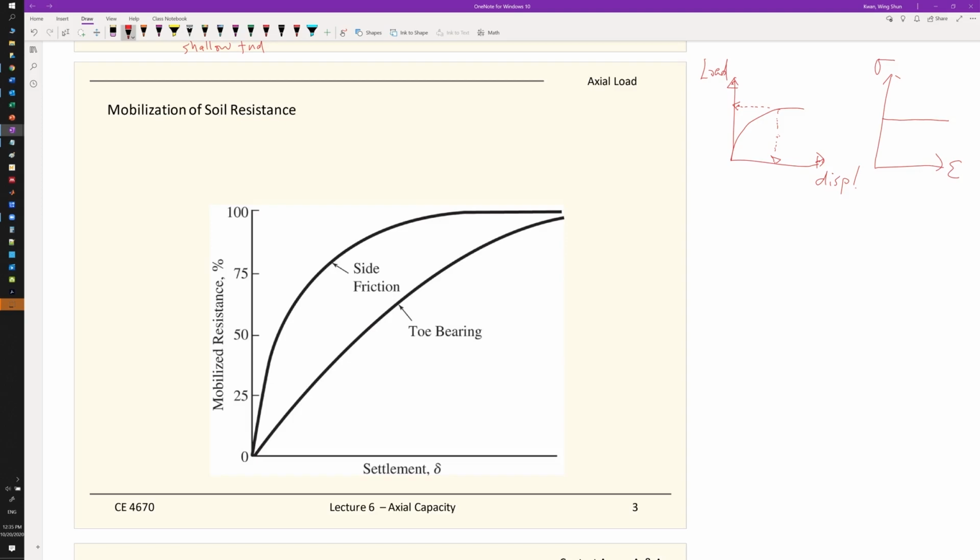Anyways, when we think about the toe bearing and the side frictions, it's kind of like a stress strain curve, because the principle is the same. You are loading the soil. The observations you have are like the stress strain response you measured in the lab, right? For unconfined compression tests or the direct shear test, back in CE368 Geotech Lab class.